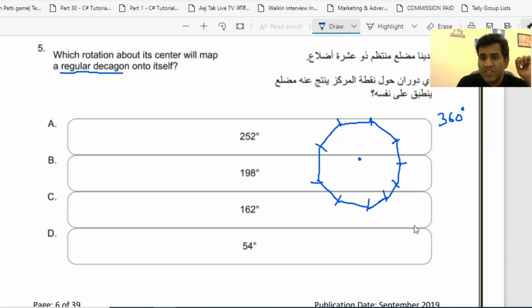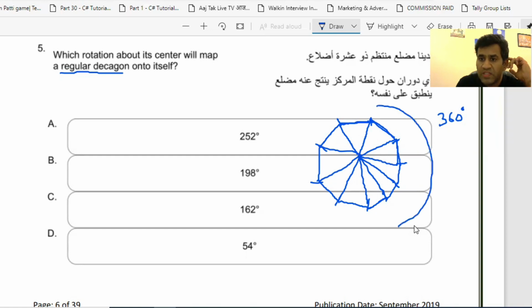It means whether it's with this edge, or this edge, or this edge, the regular decagon is mapping onto itself, so there is no change. So why are we saying this? Now look, if you talk about the central angle of a regular decagon, this is the central angle. If you join each vertex, each edge, with the center, whatever angle is made here is called the central angle. And we know that to make a complete rotation, a regular decagon has to cover an angle of 360 degrees.